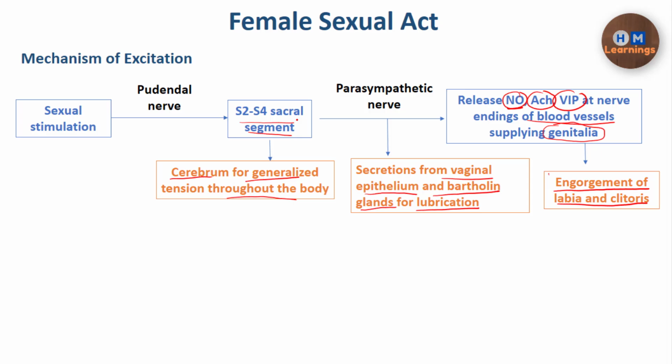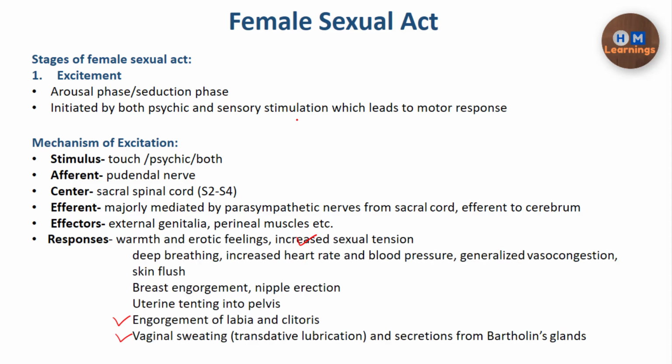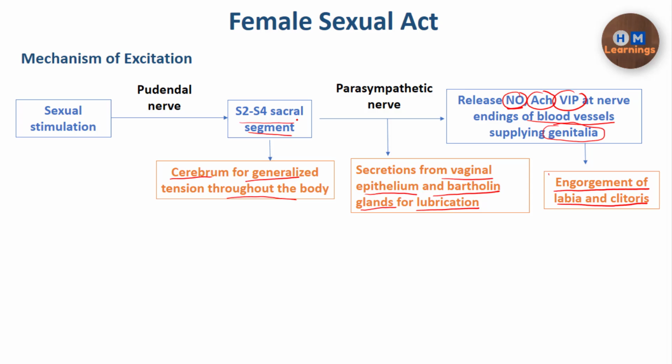But what about the changes, responses which are happening above the sacral segment? Like there is increase in the tension throughout the body, there is increase in the breast engorgement, there is increase in other responses also, like deep breathing, increased heart rate. So how is this happening? Because the segments are also sending the inputs to the other segments from where the inputs have been taken to their effectors and bring about the particular response. So from this you can see how the excitation phase is involving the whole body in the female.